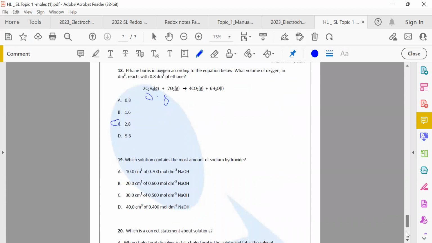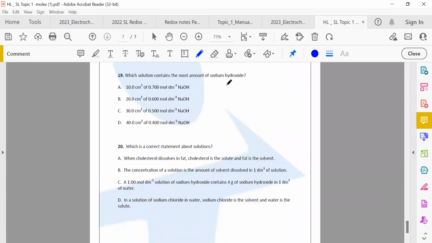Okay. And of course, 19, which solution contains the most amount of sodium hydroxide? I'm just going for number. I'll take this as 7 times 1. This will be 2 times 6. This will be 3 times 5. This will be 4 times 4. So that will be 16, 15, 12, 7. So 16 wins. I think so, right? So the answer is D.